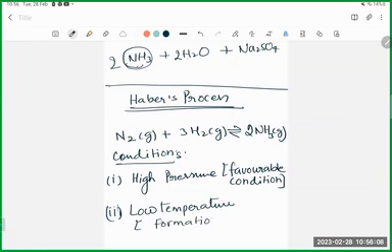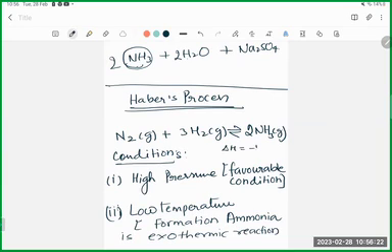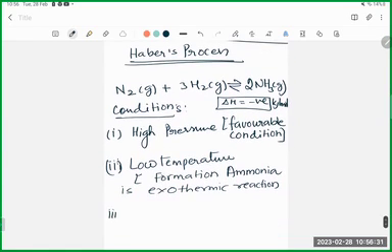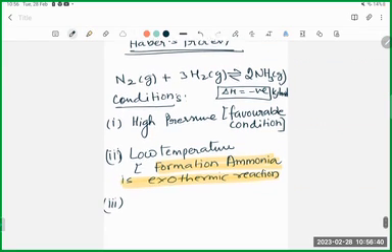Formation of ammonia is an exothermic reaction. How do we know? Because heat comes out, in the form of a negative value. So it is an exothermic reaction. Did you understand? Kilojoule per mole. So I have specified the reason over here. Remember, why do we need low temperature? I have mentioned the reason here itself.